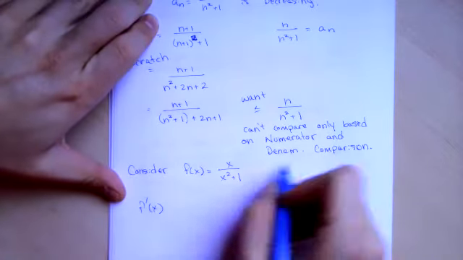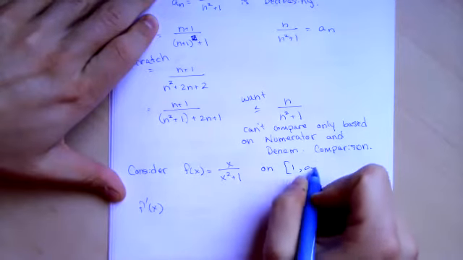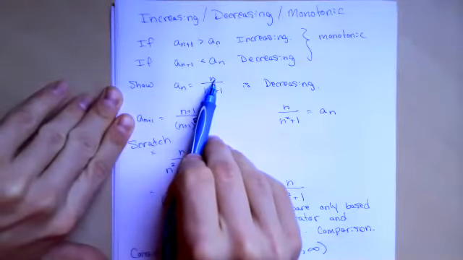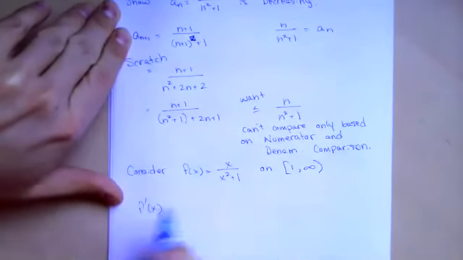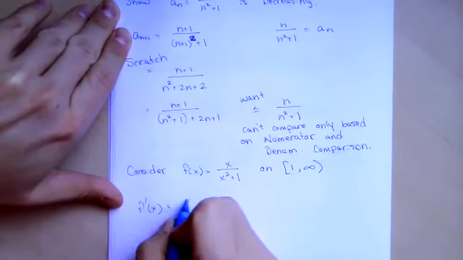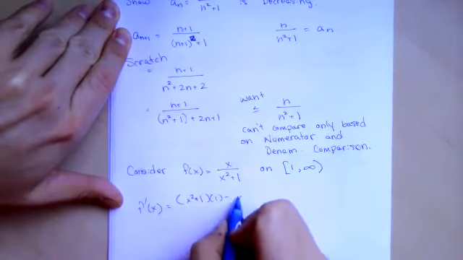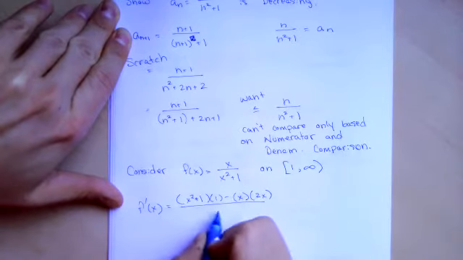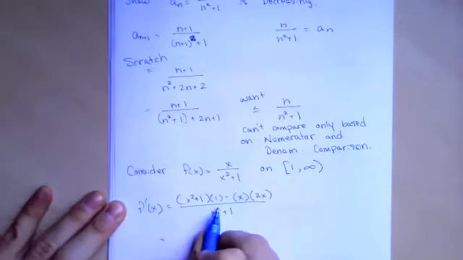So f prime of x, and of course we only want to consider x values from 1 up to infinity, since that's essentially where our n's are going to lie. N's are going from 1 to infinity, but just integers. Take our derivative, so we've got bottom, derivative of the top, minus the top, derivative of the bottom, all over the bottom squared, and simplify. So what do we have?